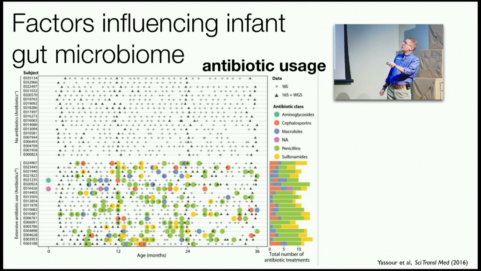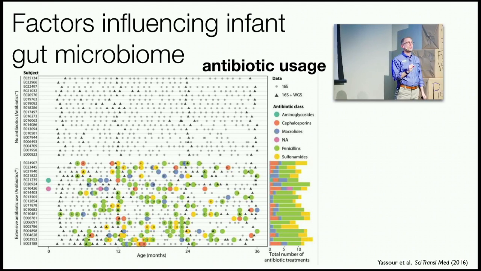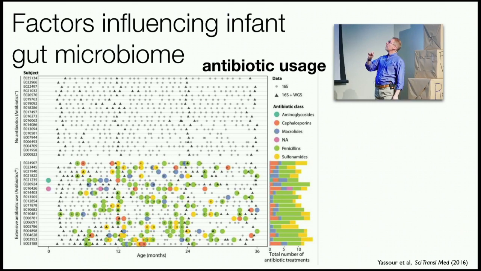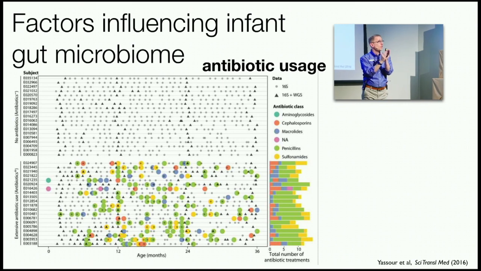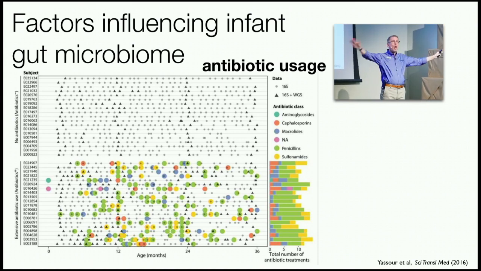Each dot or triangle is a different time point when their gut microbes were sampled. The difference between the circle is it was a more narrow type of testing. The triangle was a broad test, so you got lots more information, but again, it's more expensive. So you see there were lots of different tests that were run across these 3-year windows, lots of opportunities to sample the microbiome. This group of kids never had any antibiotics in the first 3 years.